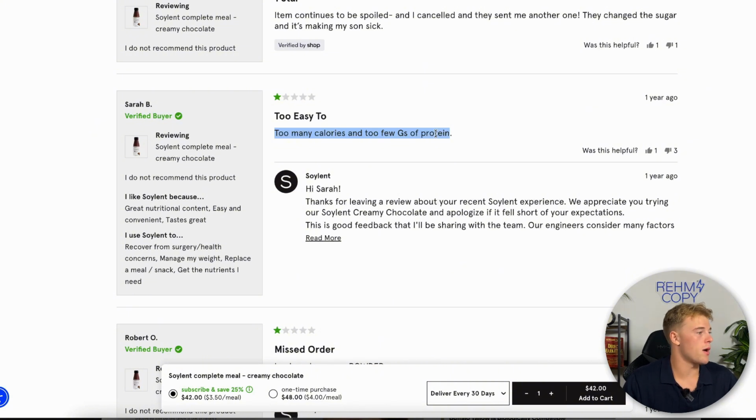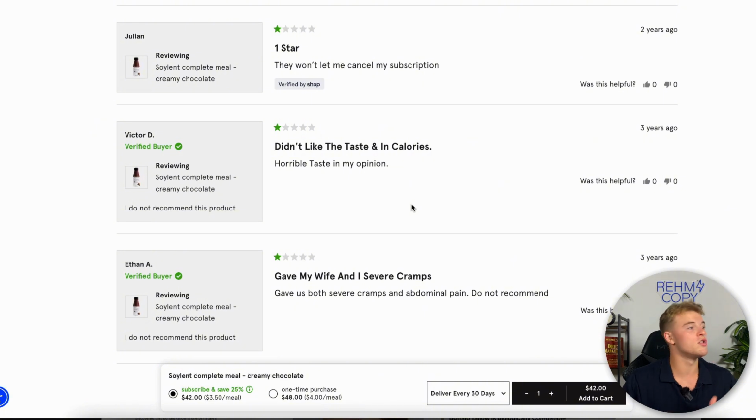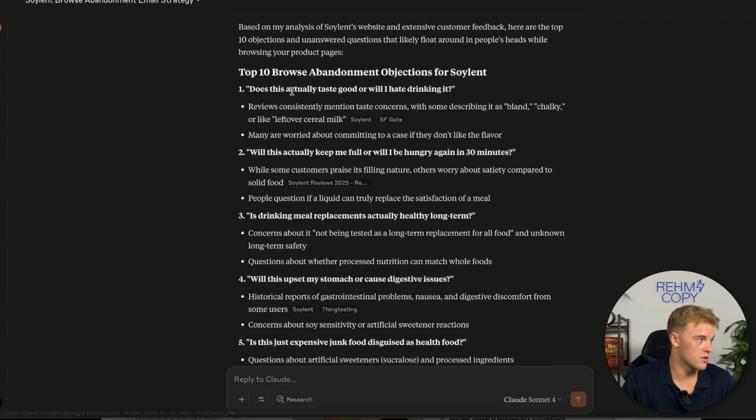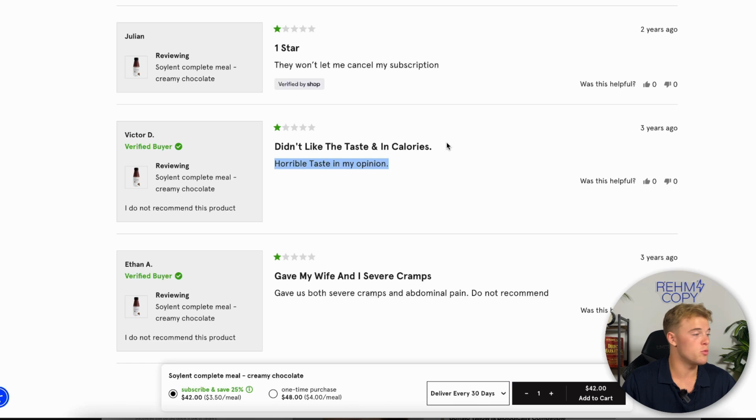If this was something that popped up on a recurring basis, they might wanna make an email specifically about how the protein intake here is good for the percentage daily value that the average person needs, for example. Obviously, you can go a lot deeper and make it a lot better than that, but just off the top of my head, that's what I'm thinking. You could even do emails addressing reviews like this. Horrible taste, which actually was the #1 objection that popped up here as well. Does this actually taste good or will I hate drinking it? And then you back that up with dozens of reviews of people saying that they like the taste.